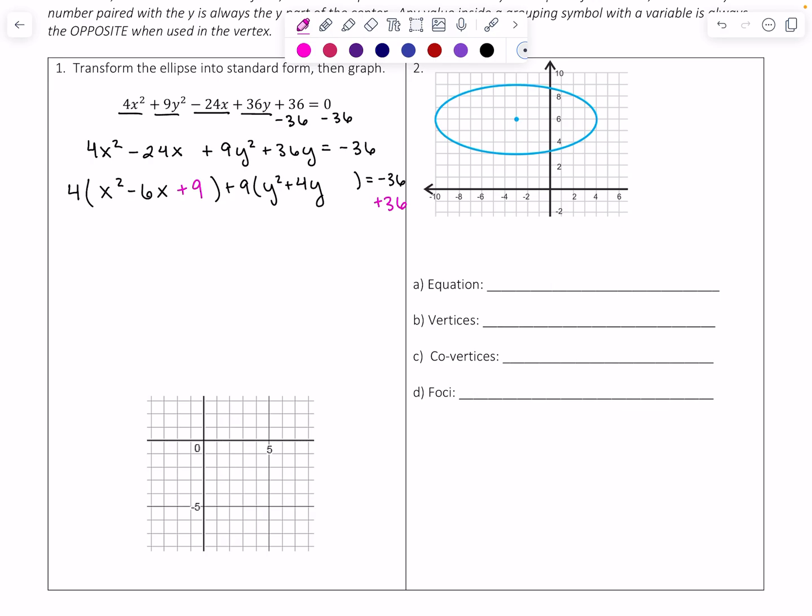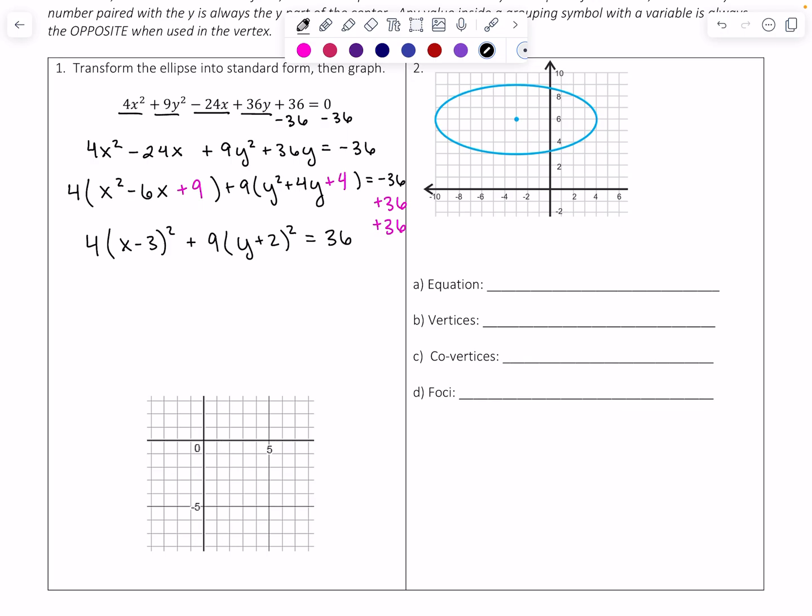Because if you do something to one side, you have to do it to the other. On the other side here, we're going to take half of 4. So that's 2. 2 squared is 4. So plus 4, but as a reminder, we didn't just add 4, we added 9 times 4 to this side. So we added 36. Okay, now it's time to factor, the whole reason that we did this. So let's get this black pen back here. So we have 4 times x minus 3 squared plus 9 times y plus 2 squared is equal to, we add all these up together, and we get a positive 36.